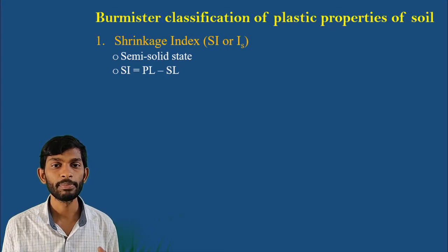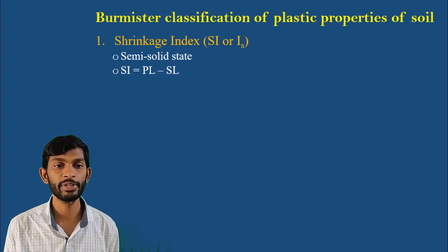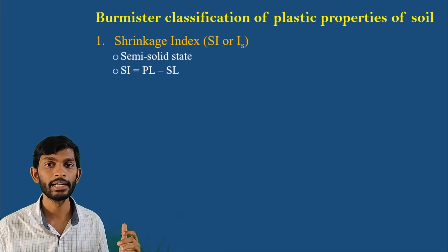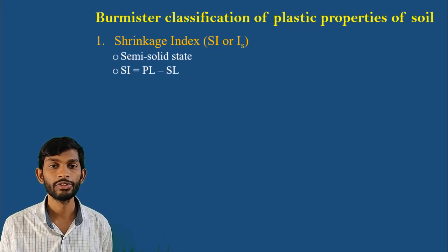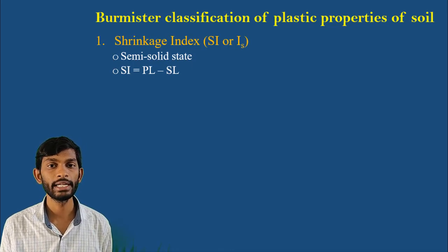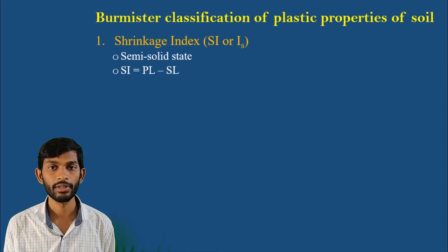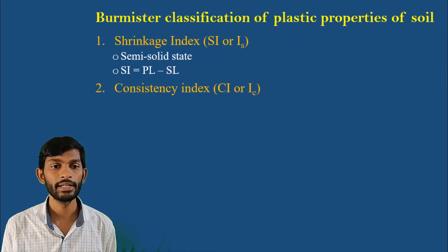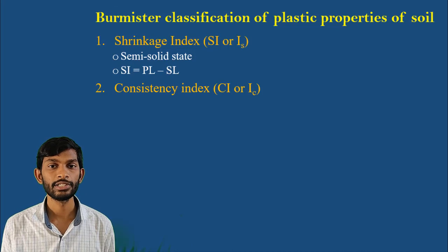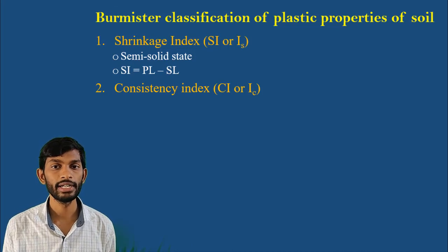So remember, shrinkage index is the difference between the plastic limit and the shrinkage limit. Usually the shrinkage index of a soil can be identified when the soil is in semi-solid state. Right? So in shrinkage limit or shrinkage index, the soil is in semi-solid state.